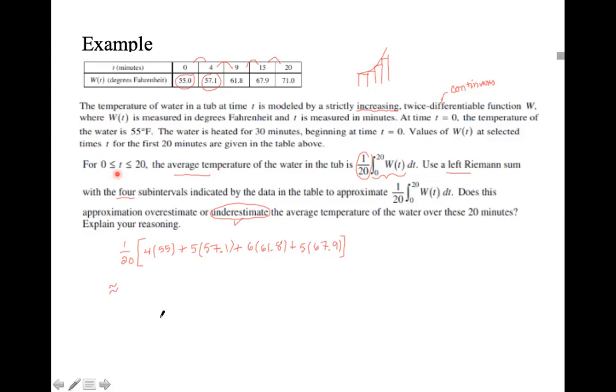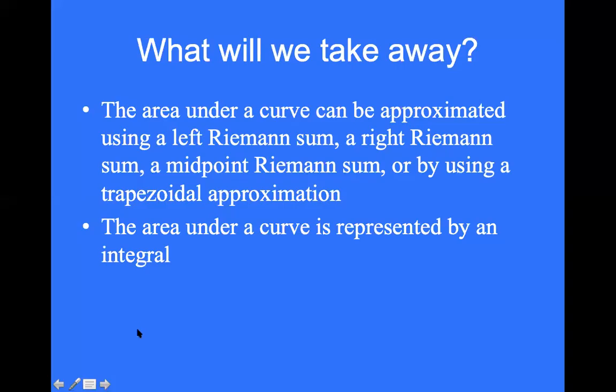Okay, I hope this helped. You guys have a homework packet to do. What are our key takeaways? The area under a curve can be approximated using a left, right, midpoint, or using a trapezoidal approximation.